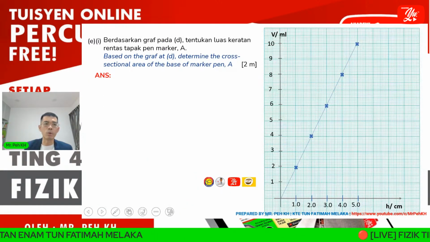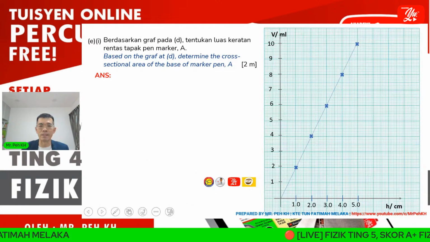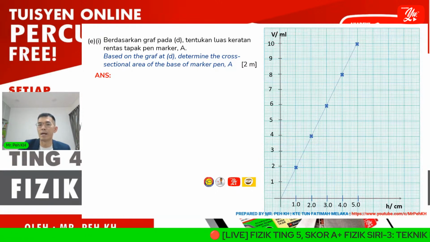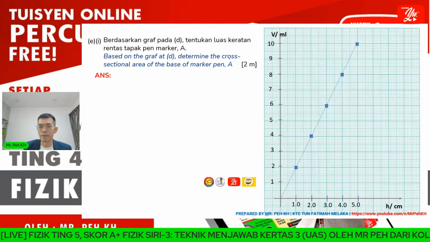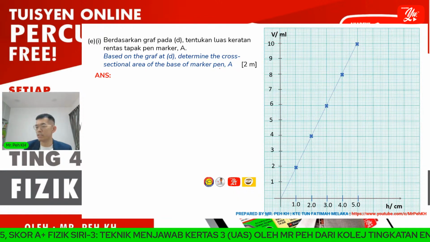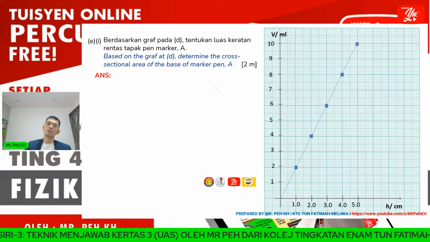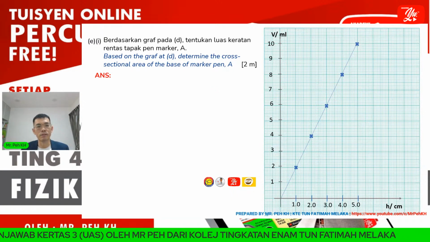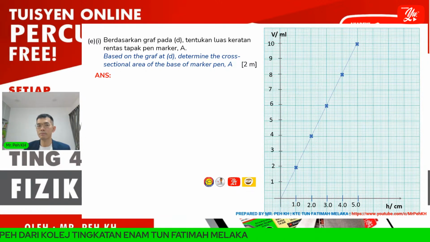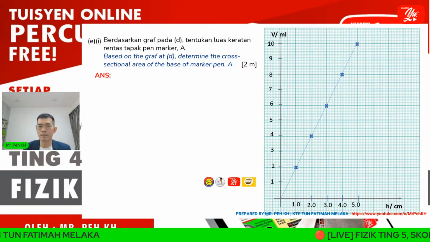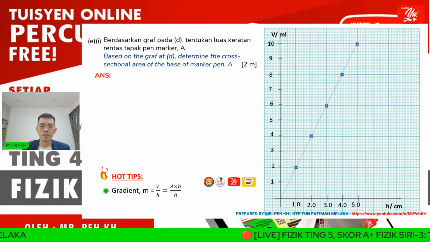Okay, so the E1 here will be based on the graph at D, just what we drew. Determine the cross-sectional area of the base of the marker pen. Use the symbol A. Okay, so cross-sectional area of the marker pen, how to relate to the graph? Oh, so this one is KBAT, right? If you notice, the y-axis is actually the volume.